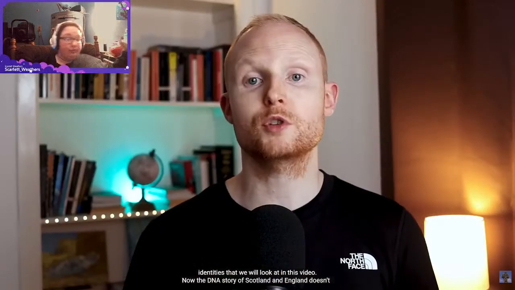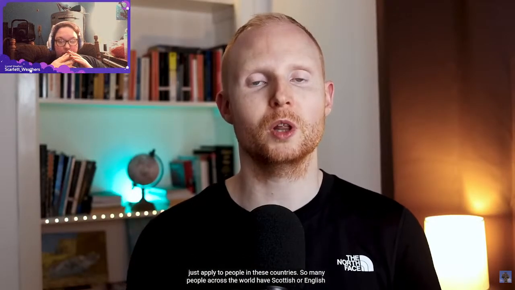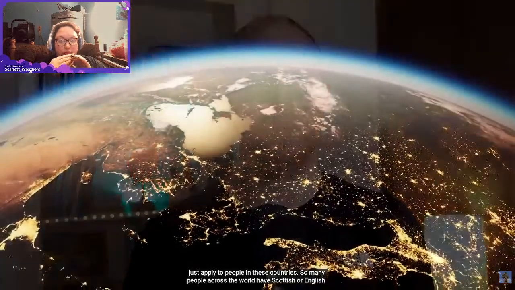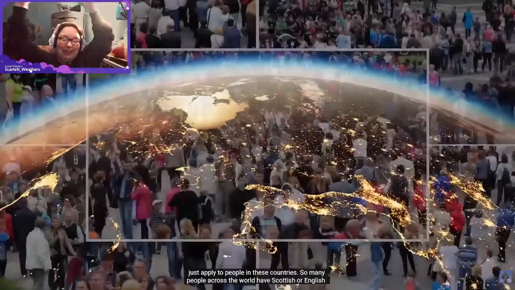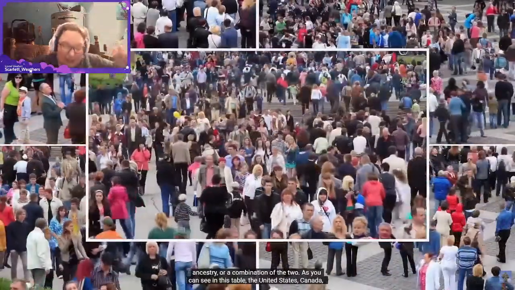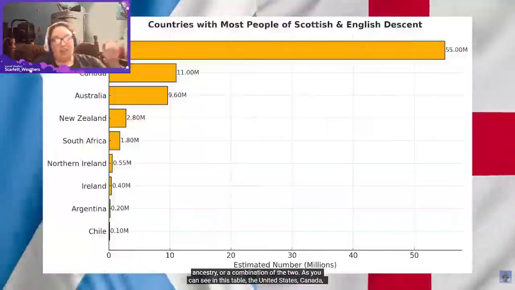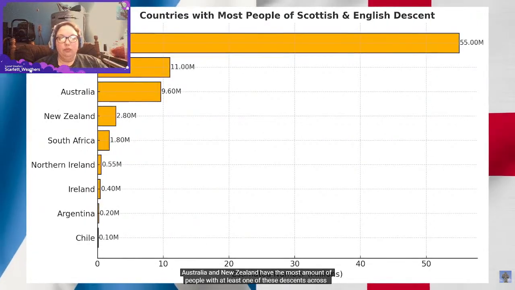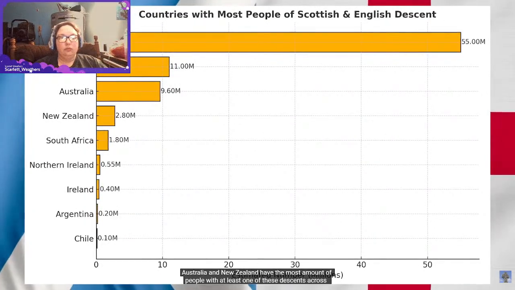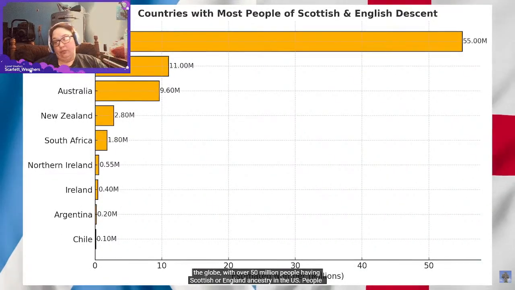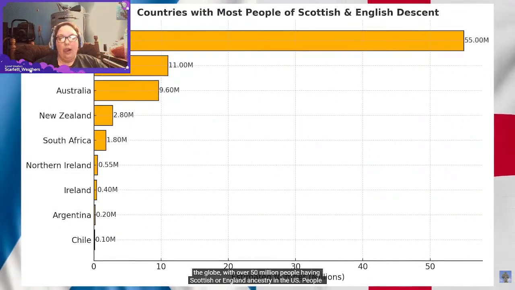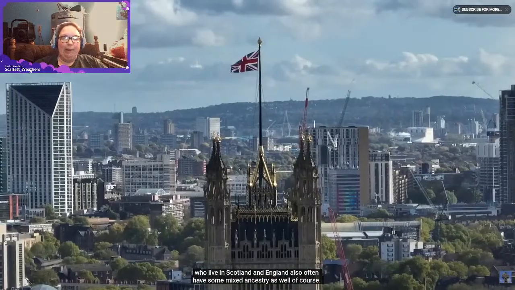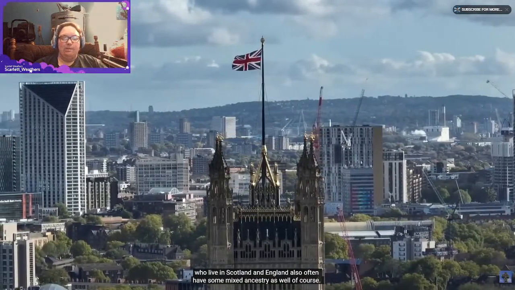Now, the DNA story of Scotland and England doesn't just apply to the people that live in these countries, like myself in Scotland today. It also applies to so many people across the world, as so many people have Scottish or English ancestry, or a combination of the two. As you can see in this table, the United States, Canada, Australia and New Zealand have the most amount of people with at least one of these descents across the globe, with over 50 million people having Scottish or English ancestry in the United States. People who live in Scotland and England also often have mixed ancestry as well, of course.